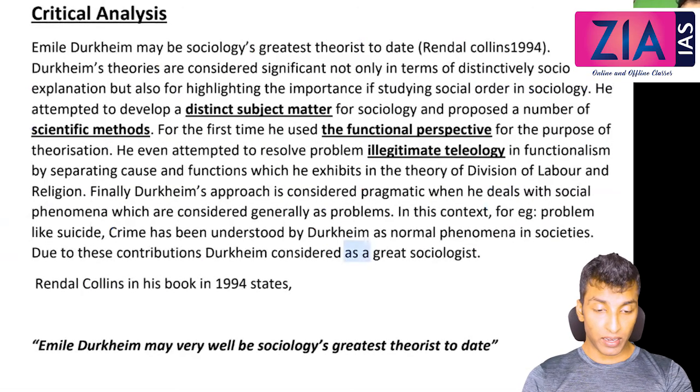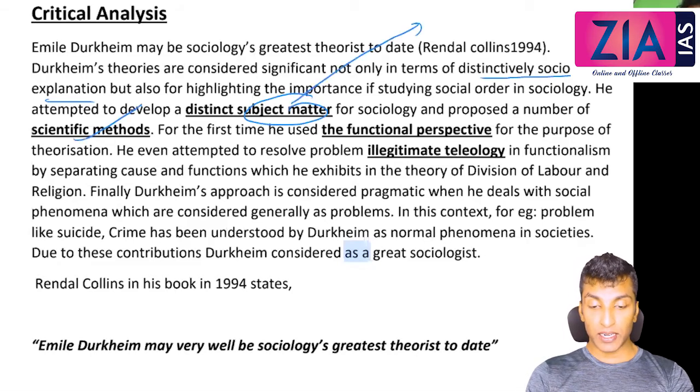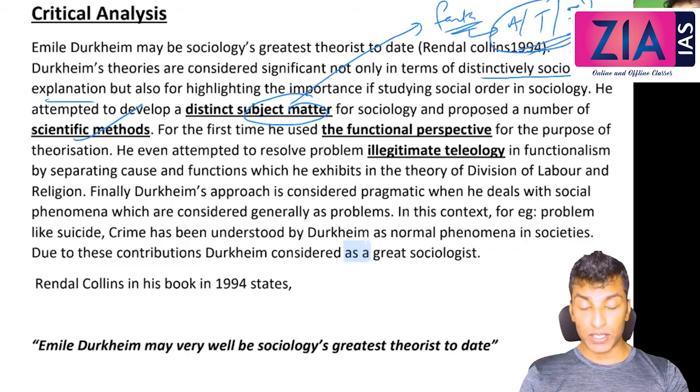Emile Durkheim may very well be sociology's greatest theorist to date. That's a statement. Durkheim's theories are considered significant not only in terms of distinctive sociological explanation, but also in highlighting the importance of studying social order in sociology. He attempted to develop a distinct subject matter for sociology and proposed a number of scientific methods. So what is the subject matter? Studying social facts. What are social facts? Social facts are ways of acting, thinking and feeling which are external to the individual and are endowed with the power of coercion by reason of which they control him.